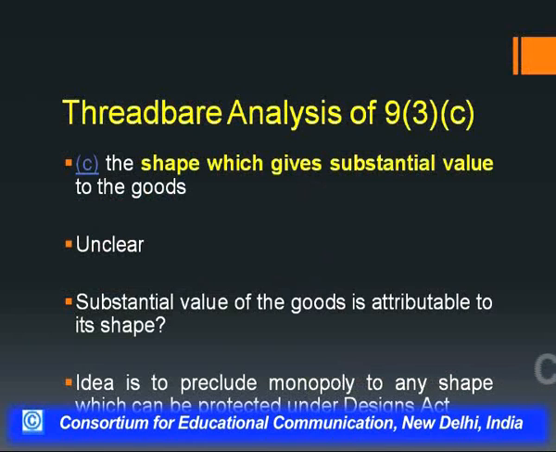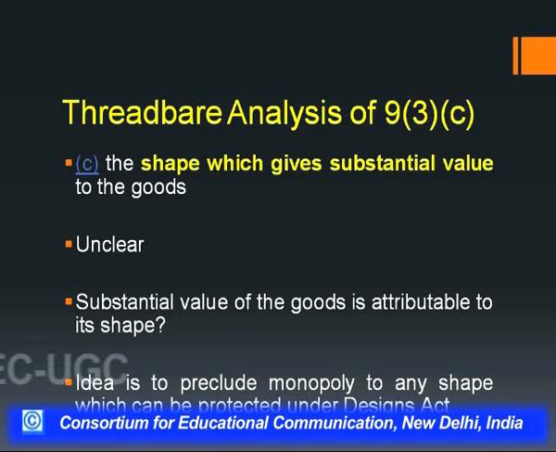And substantial value here has to be restricted only to what? Only to the thing which is attributable to the shape of the goods. Well, friends, as I told, the idea here is to preclude monopoly to any shape which can be protected under the Designs Act. And what all is protected under the Designs Act, that has not been covered by me yet, but for your superficial and preliminary understanding, let me tell you, under the Designs Act in India, some shapes, configurations, figures are allowed to be registered as designs.